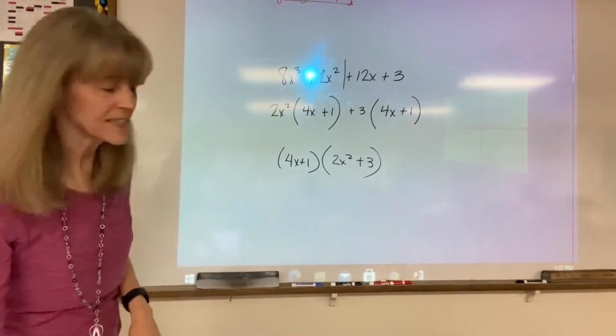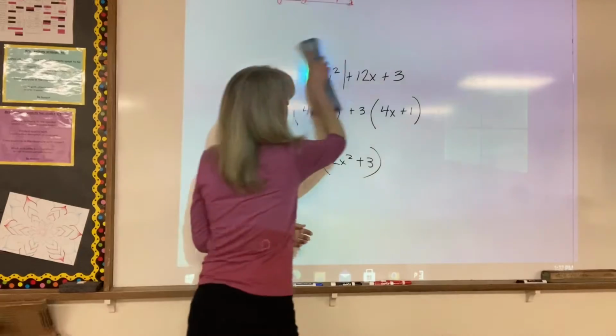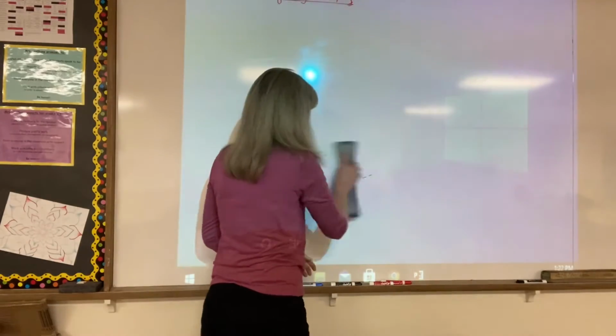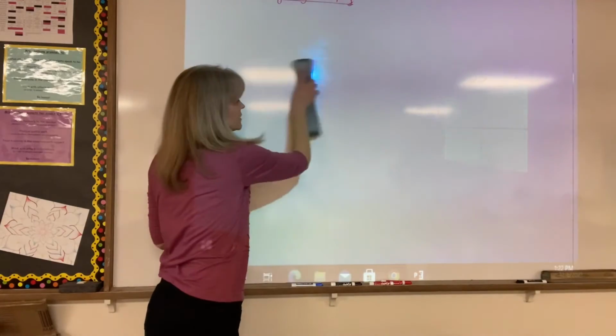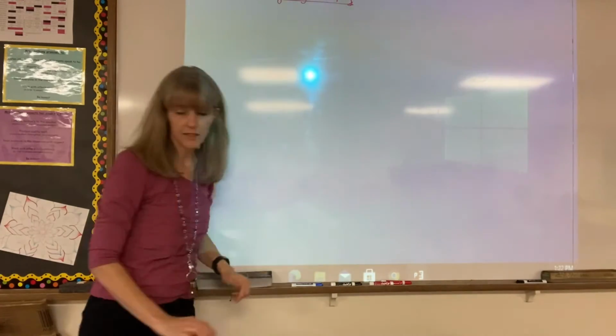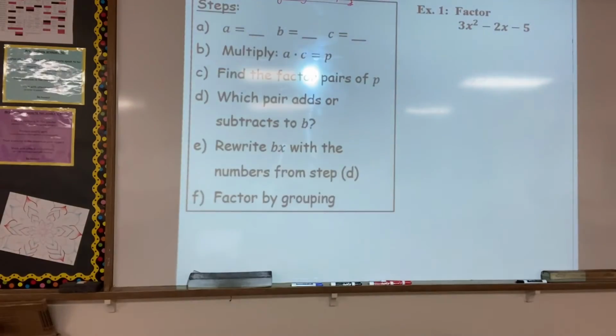Okay, so now open your notebooks to the next clean page. You're going to copy some stuff and then we're going to talk about it. This is the title of your page, Factoring by Grouping, and you can write that also in your table of contents. I'm on page 5. So copy all of that.